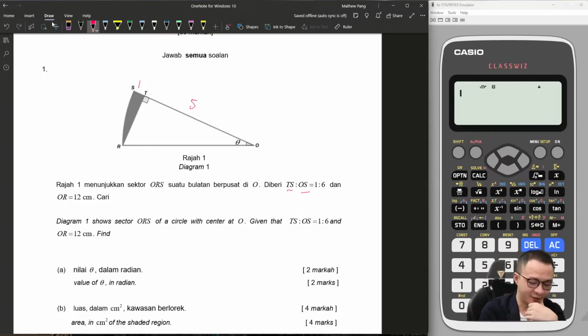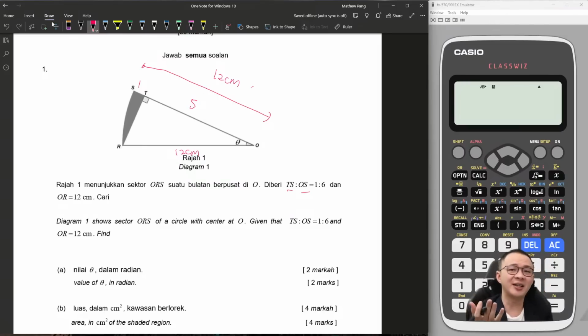Alright, and then the radius, right? The OR is 12 centimeter. Here is 12 centimeter. So this one is also 12 centimeter, right? Because it is radius also. So if 12 centimeter divided into the 6 ratio, each ratio is 2 centimeter, isn't it? So I can say 5 ratio is 10 cm and 1 ratio is 2 cm.